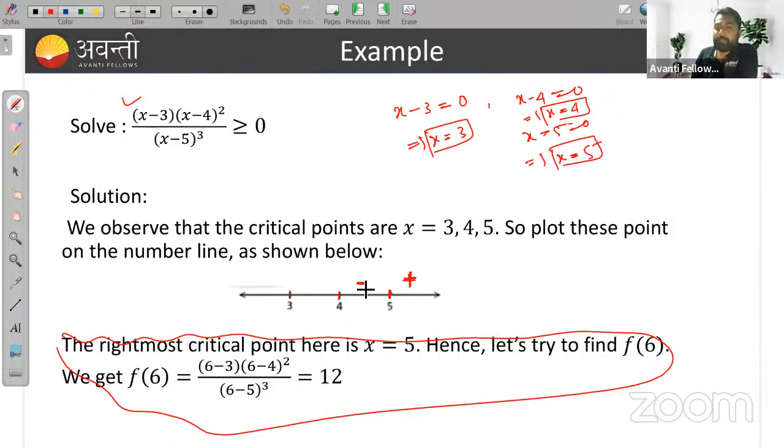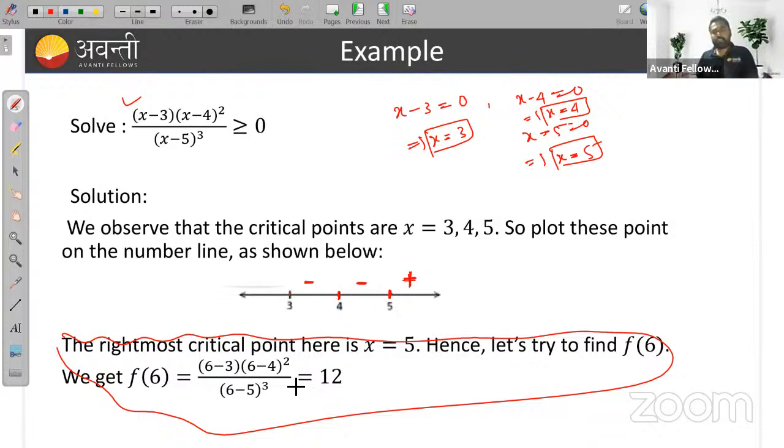Right? Similarly, after this point 5, what is the point you have? 4. The corresponding factor of 4 is (x minus 4) raised to 2. Here you have an even power factor with the point 4. So if you are getting an even power, then the sign will not be changed. That means here we'll give the negative sign.